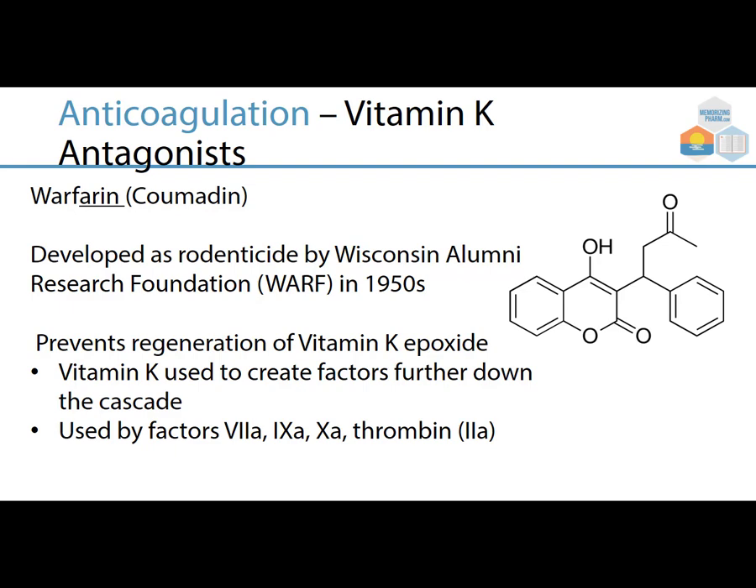So anticoagulation, the vitamin K antagonists: warfarin, brand Coumadin. It was developed as a rodenticide by the Wisconsin Alumni Research Foundation, and you see WARF, W-A-R-F, which is the beginning of the name, in the 1950s. And rodenticide is something that kills rats. It prevented the regeneration of vitamin K epoxide. Vitamin K is used to create factors further down the cascade. It's used by factors 7A, 9A, 10A, and thrombin, which is 2A.